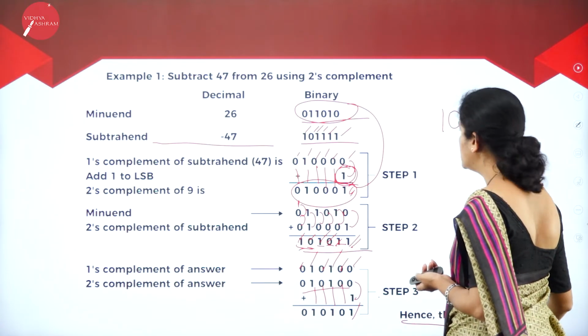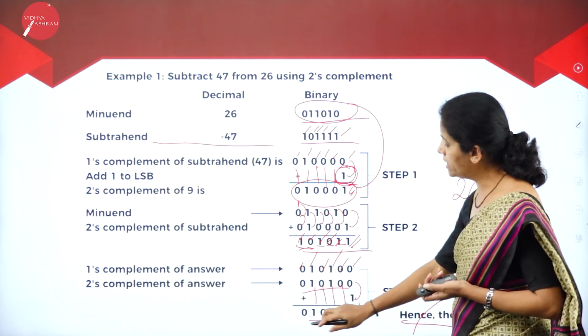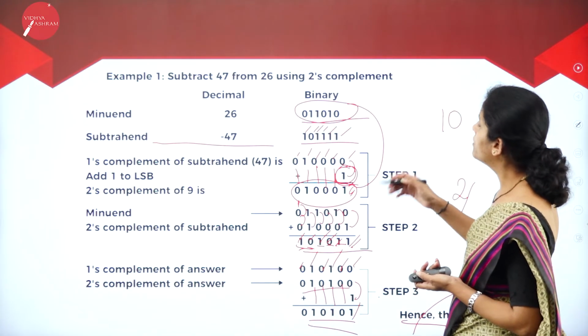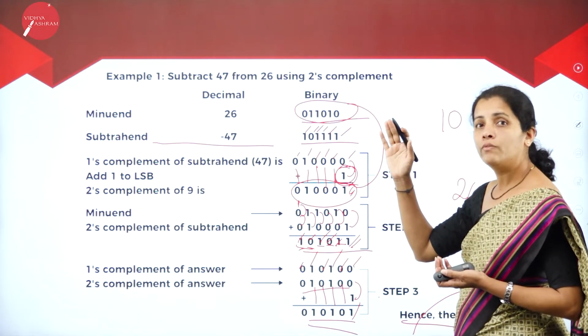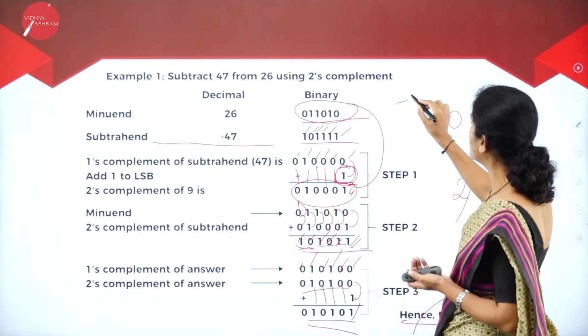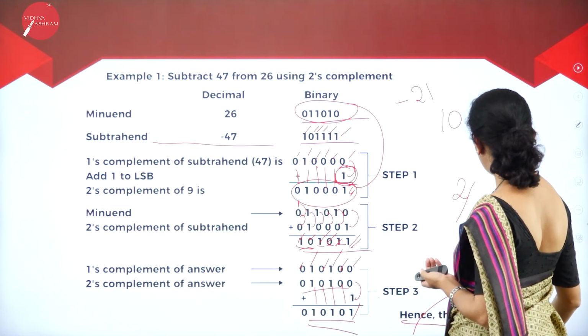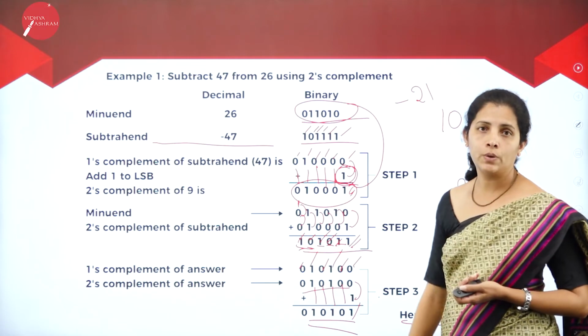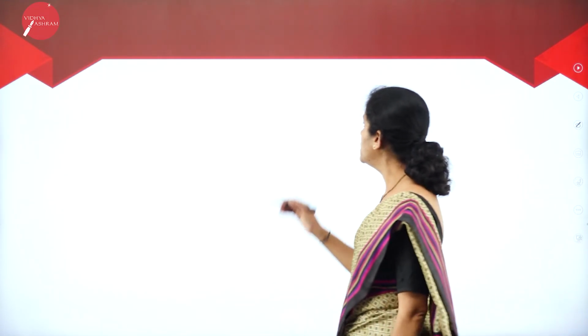Hence, the result is 21. So, if I perform 26 minus 47, it is minus 21. So, what is my result? It is minus 21.